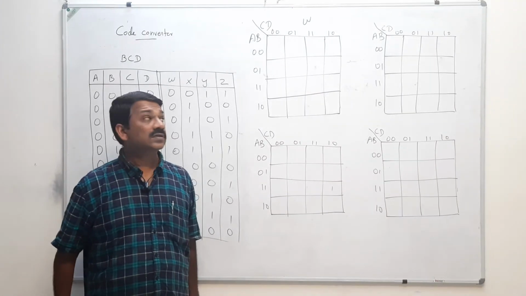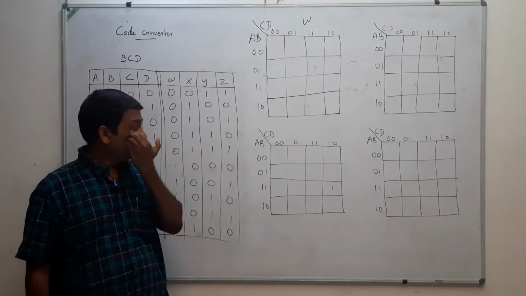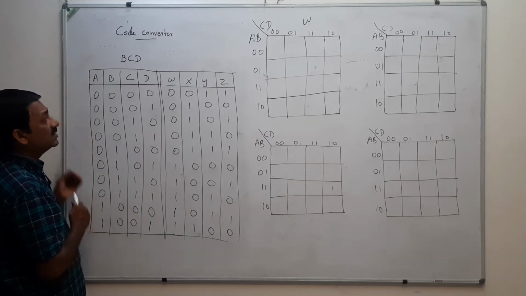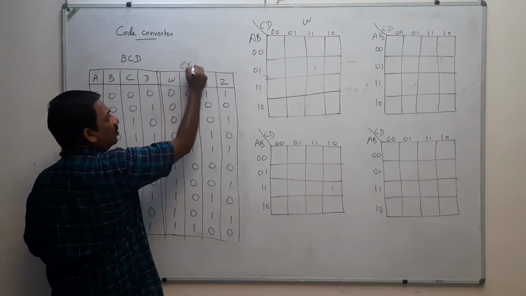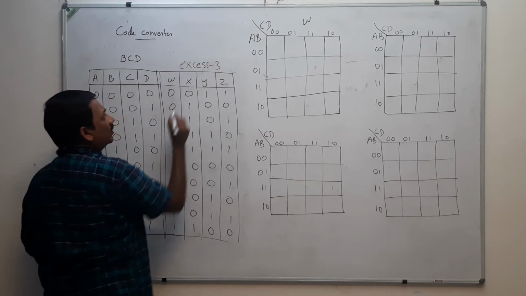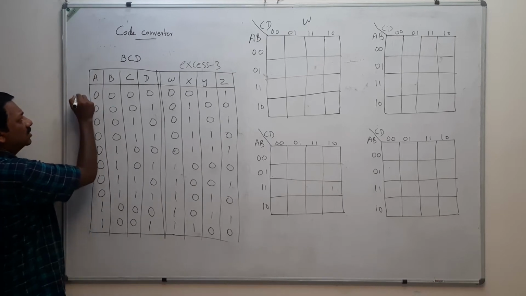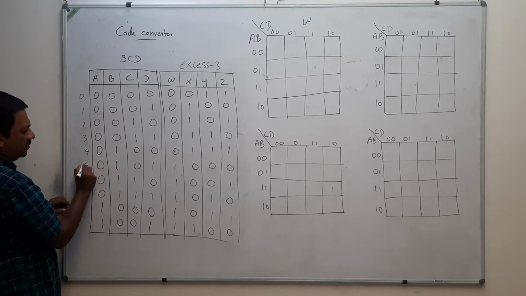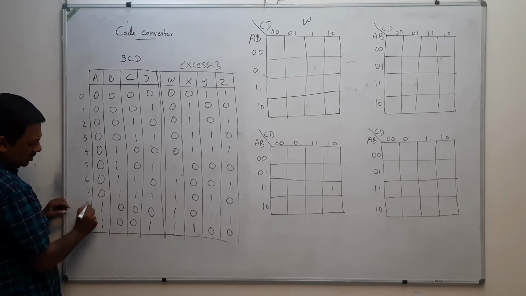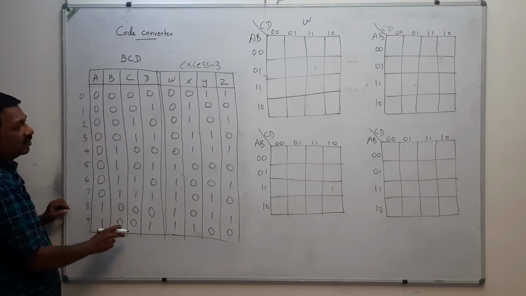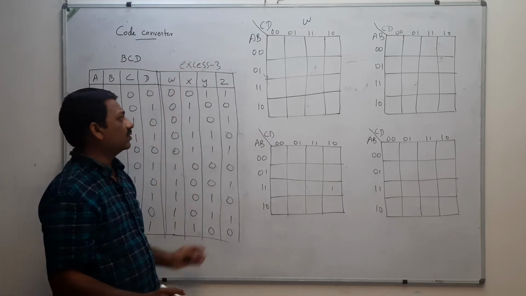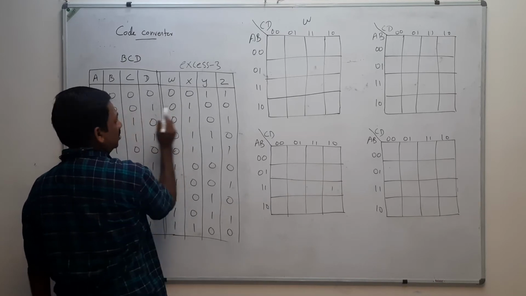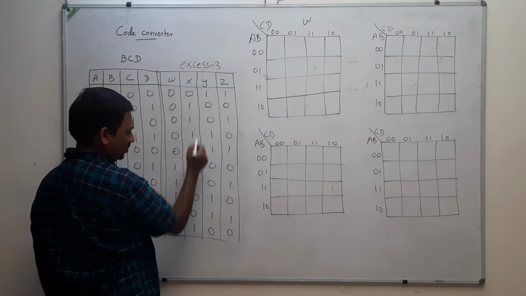Today we are going to discuss code converter. Here, this is binary BCD code and this is XS3 code. BCD code means 0 is coded as BCD 0, 1, 2, 3, 4, 5, 6, 7, 8, 9. These are the binary coded decimal form and the equivalent XS3 code is this. That means you are going to add 3 to this. That is why 0011, 0100, etc.